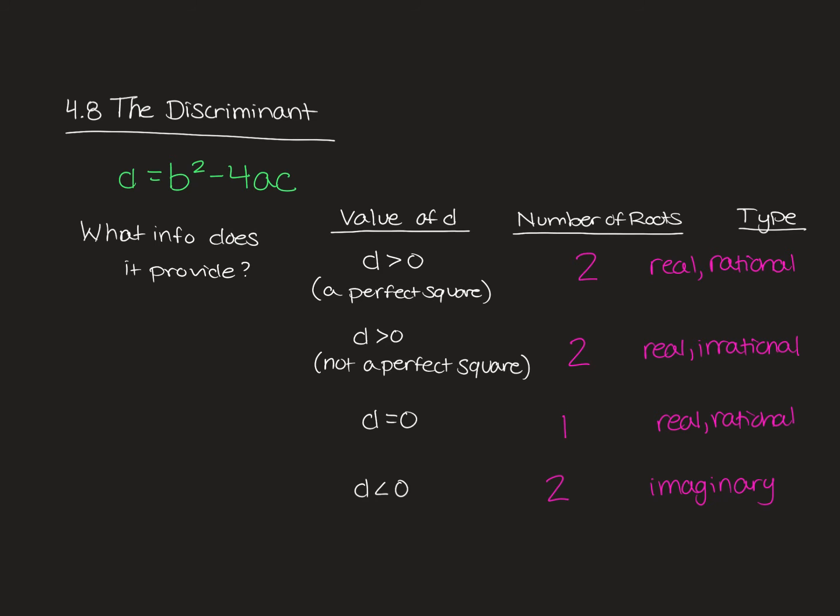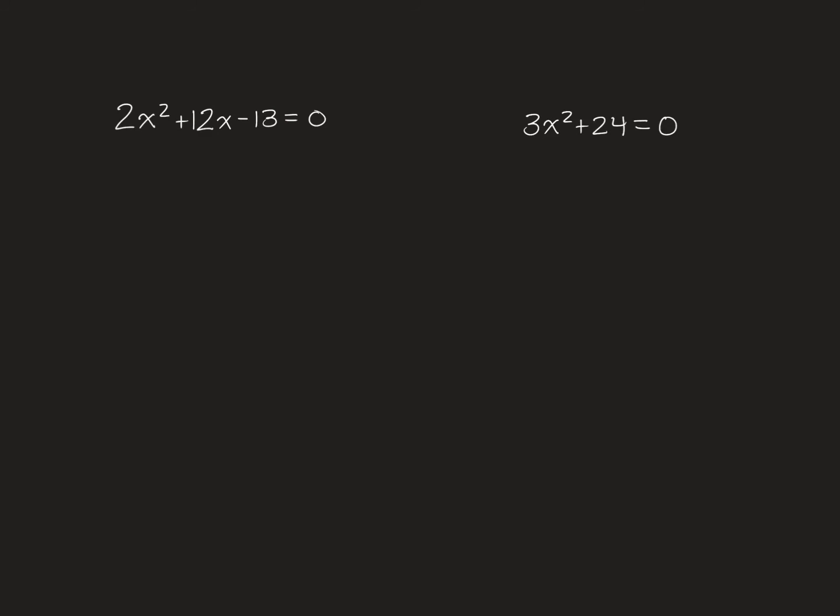So let's look at a couple examples. Find the discriminant. We first want to identify our A, B, and C. Here our A is 2, B is 12, and C is negative 13. So we plug this into our discriminant. Remember, the discriminant is b squared minus 4ac. So we will have 12 squared minus 4 times 2 times negative 13. If you punch that into a calculator, you are going to get the number 248.